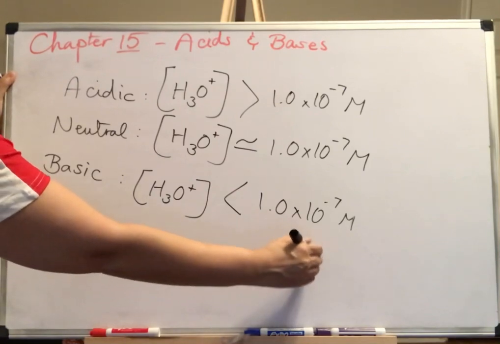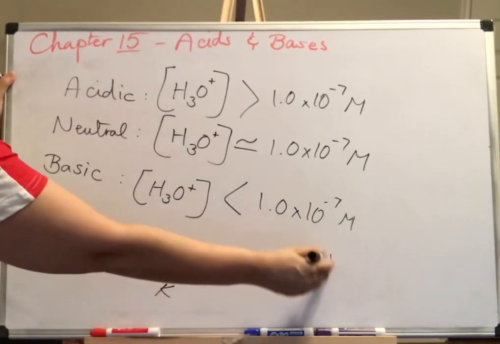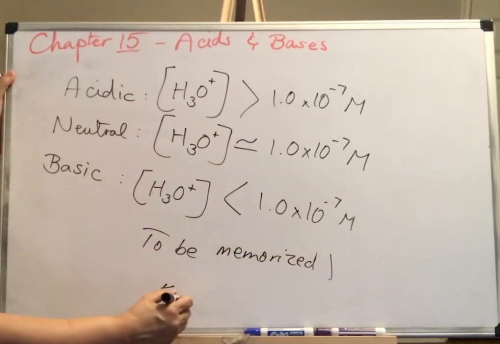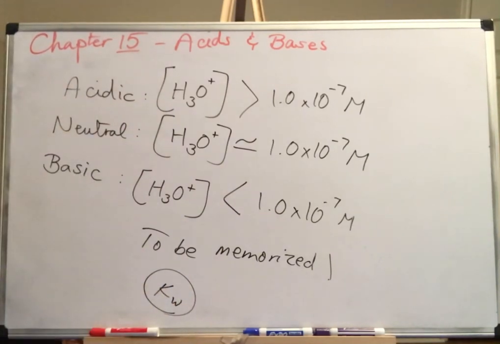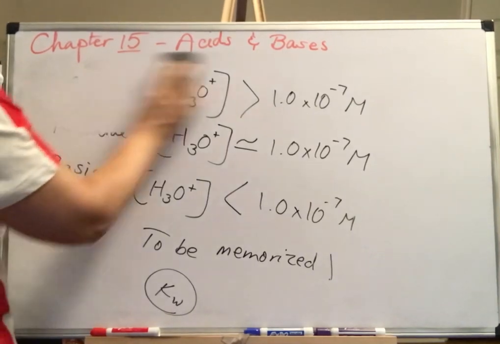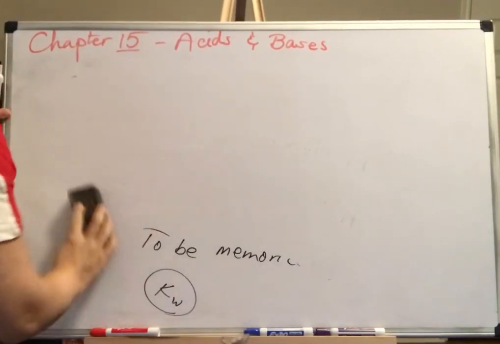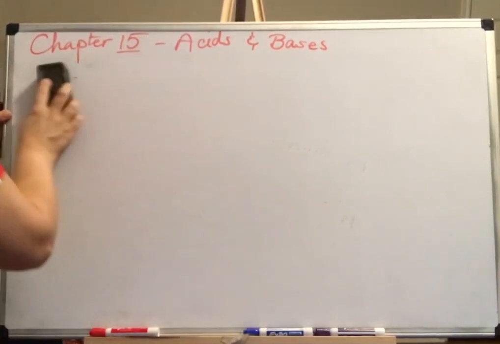And this comes from that KW, and you can easily find it from there, but you can also memorize them. So the next formula that you're going to work on is the pH. First of all, let's see what is pH. What does it stand for?